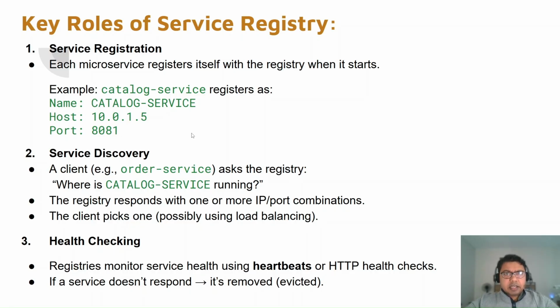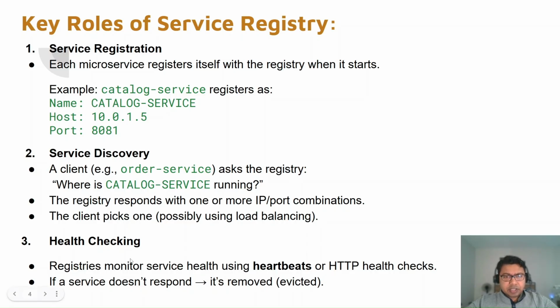Then the second key role is service discovery. A client, say the order service, asks the registry where the catalog service is. The service registry discovers it and tells us that this is the host, 10.0.1.5, and the port is 8080, where the catalog service is running. So the second thing is service discovery.